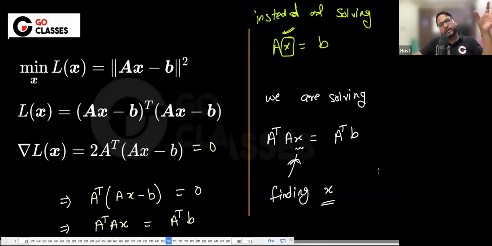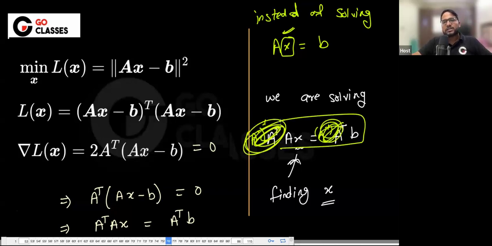We wanted to solve Ax equal to b, but instead we are solving for A transpose A x equal to A transpose b. Suppose A inverse exists. In that case, A transpose inverse will also exist, so you can multiply by the A transpose inverse. Then this factor will just vanish, and this equation is nothing but Ax equal to b.